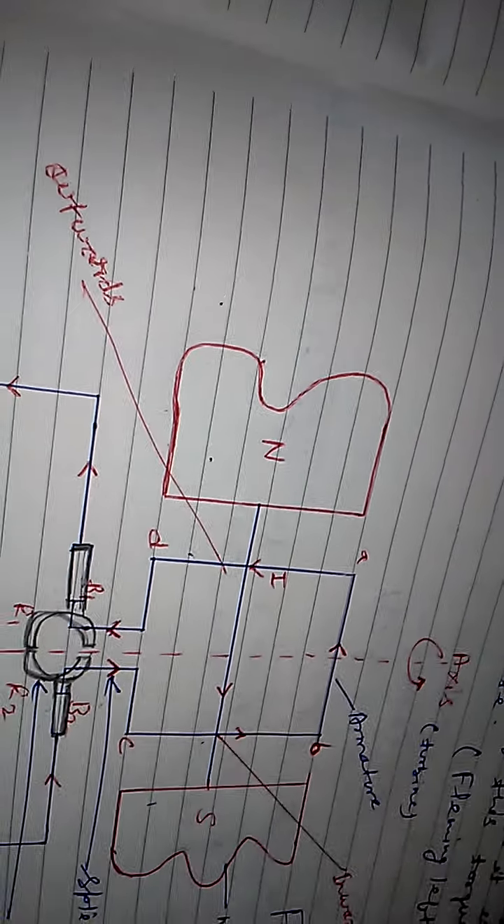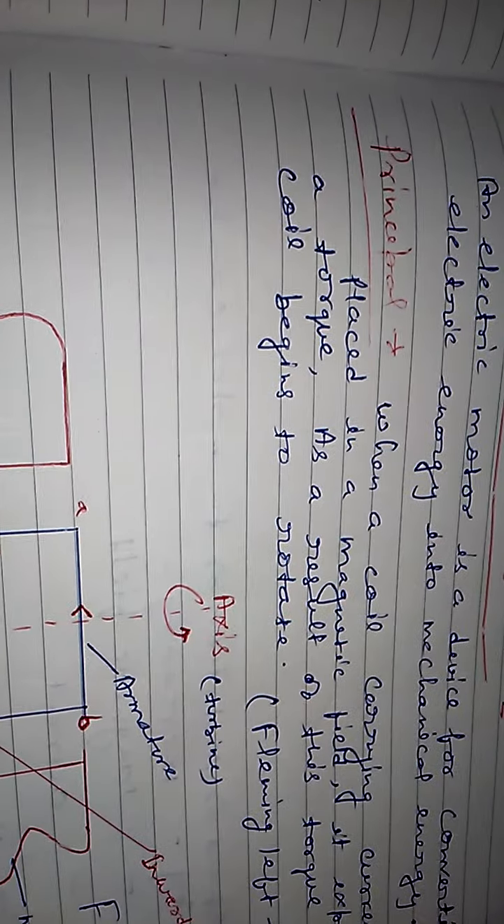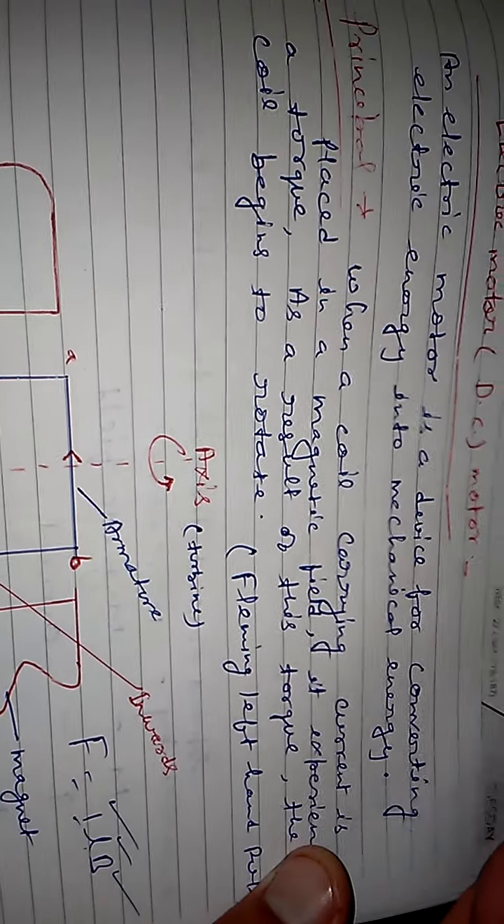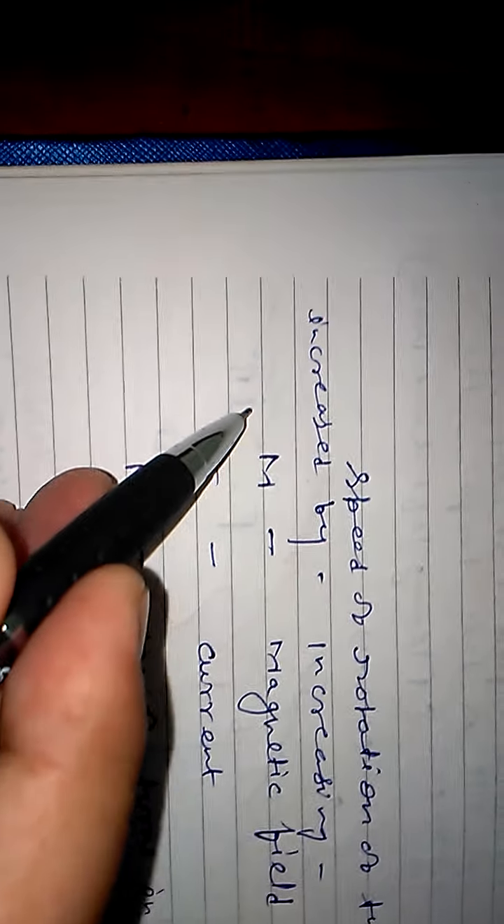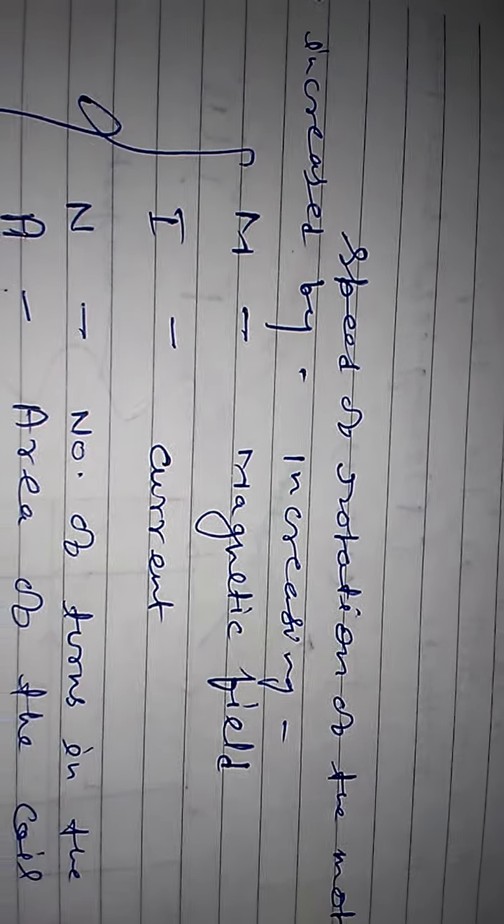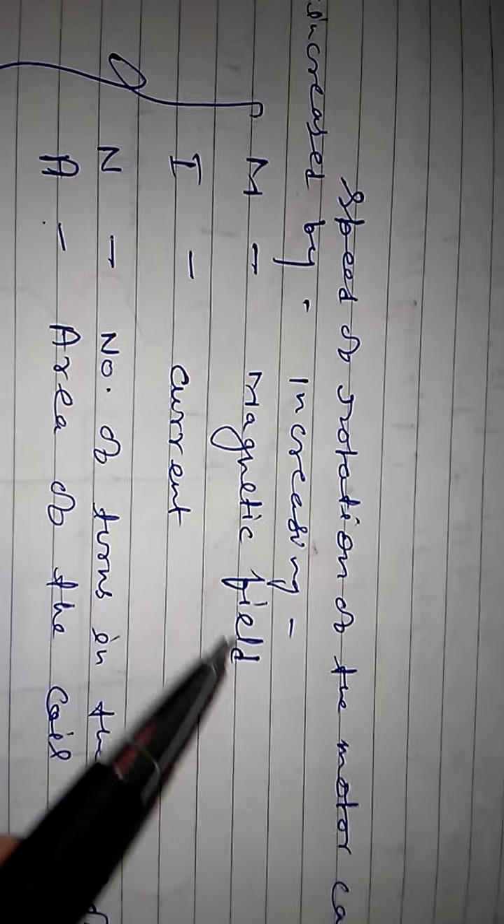One more very important question is there on the topic of this DC motor. How can you increase the rotation of the motor? So the speed of rotation of the motor can be increased by increasing four points, and it's very easy to remember. You can remember it just like a Meena. So what is Meena here? Meena may be the name of any girl, so don't mind it. So Meena, here M for magnetic field.